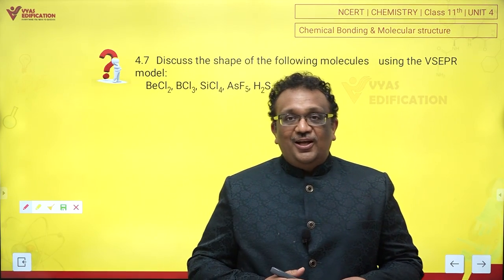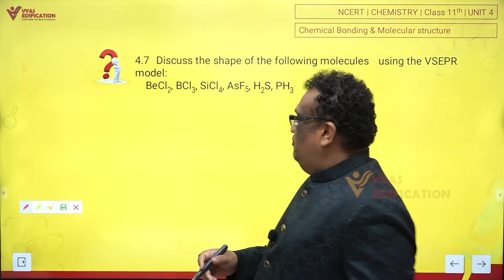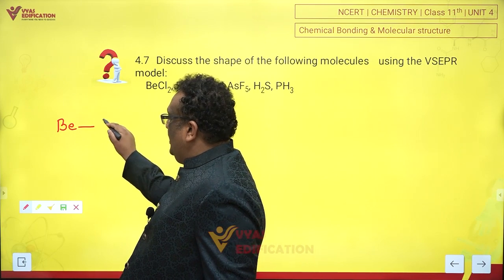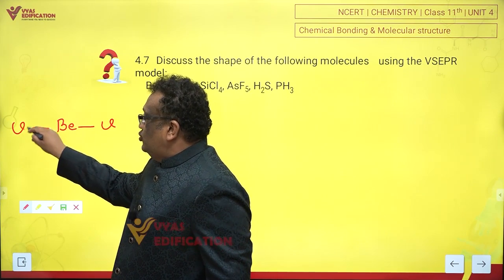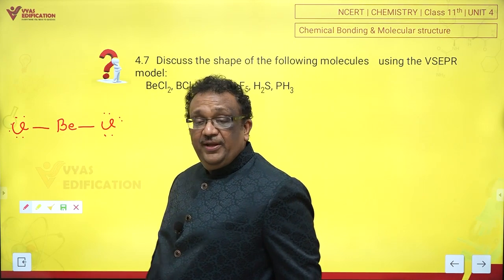So let us first take a look at the first member, BeCl2. If you start analyzing, the central atom is beryllium and it is linked to 2 Cl atoms, each enjoying 3 lone pairs, which is fine.